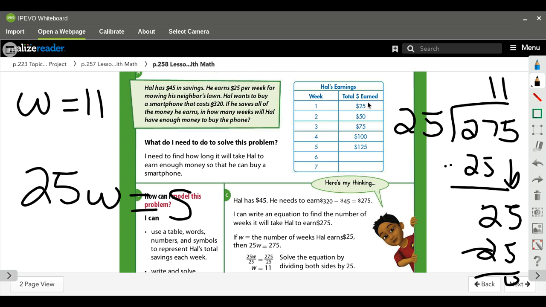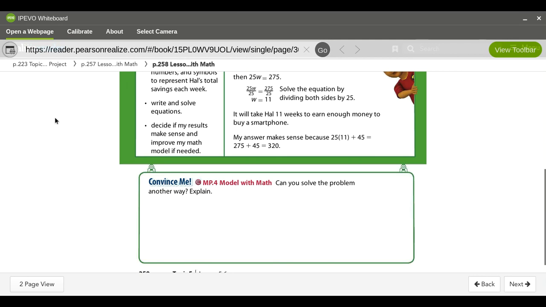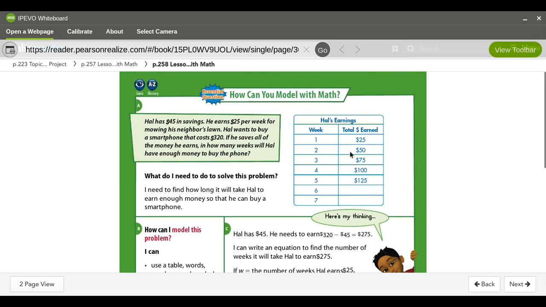So that's my rule here. If I know the value of S, where it equals $275, now I have an equation that I can solve for. I can now solve for W, and I can use what I know about solving one-step equations to help me find my answer. All right, let's go to "Can you solve the problem another way?" Yes, we just explained that. I could solve that problem by extending the table out until I got to $275.